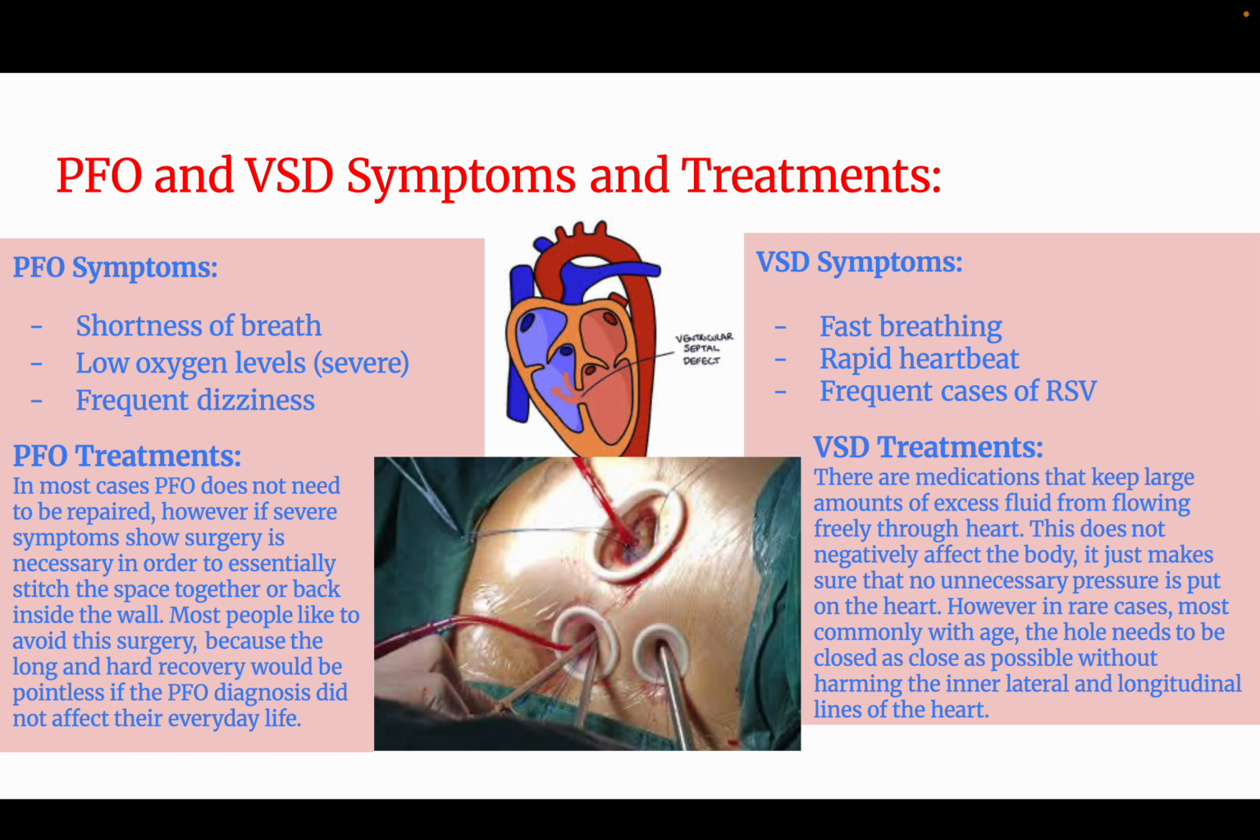Symptoms of PFO include shortness of breath, low oxygen levels, severe low oxygen levels, and frequent dizziness. VSD includes fast breathing, rapid heartbeat, and frequent cases of RSV. There are medications that keep large amounts of excess fluid from flowing freely through the heart for VSD treatments. However, in most cases, PFO does not need to be repaired. There are small catheters that can be placed during surgery, but most people like to avoid surgery and just focus on recovery.